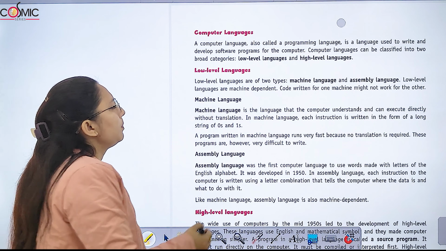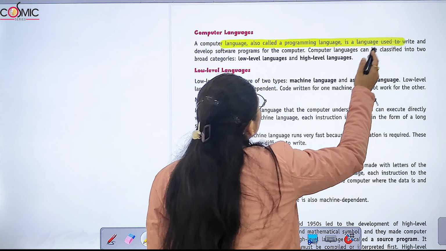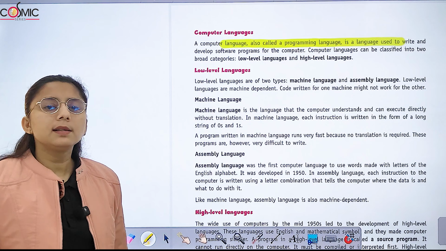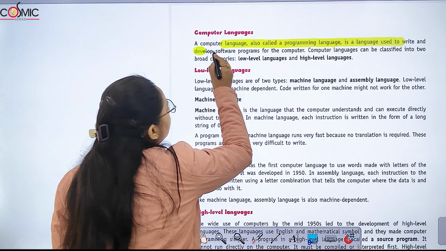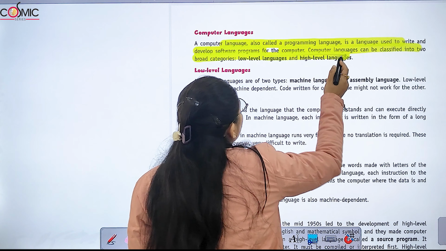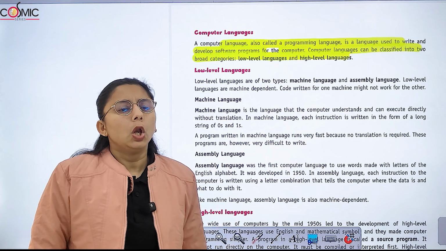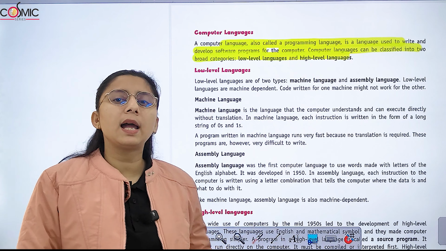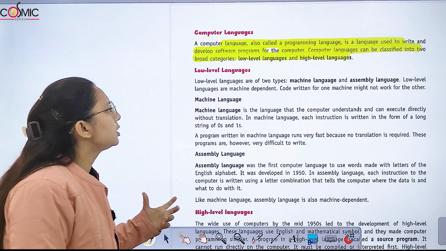So let's talk about computer language. Computer language is also called programming language, and it is the language which is used to write and develop software programs. Computer languages can be classified into two broad categories, that is low level languages and high level languages. So next is low level languages.